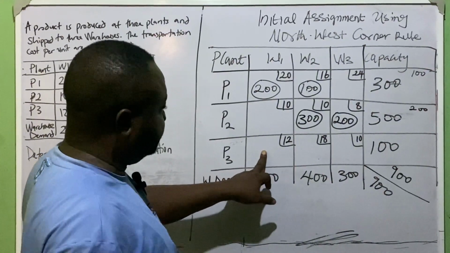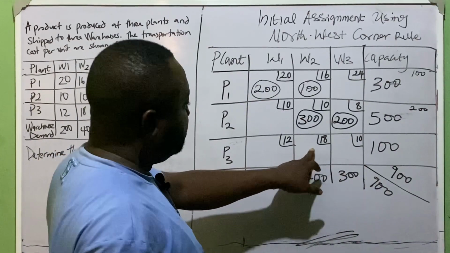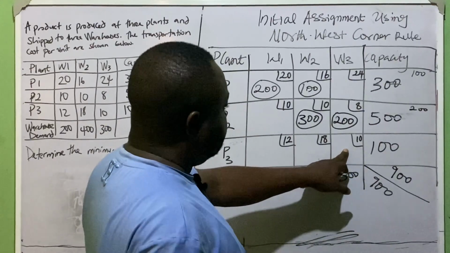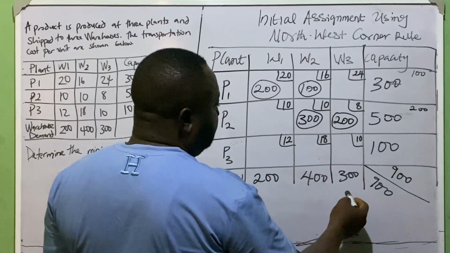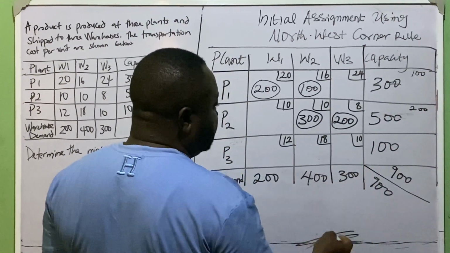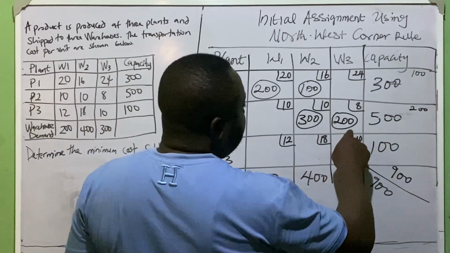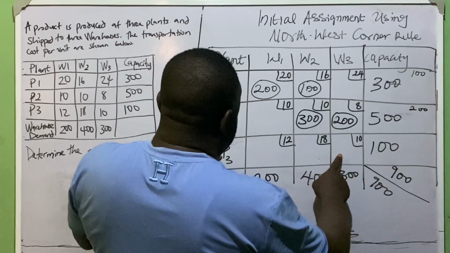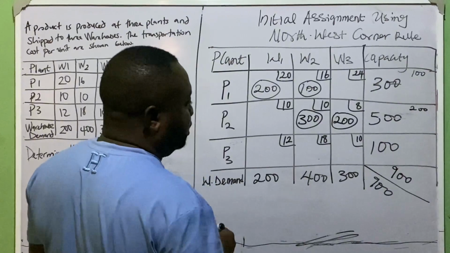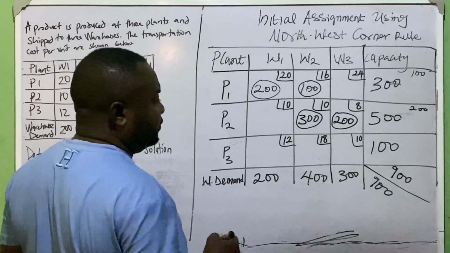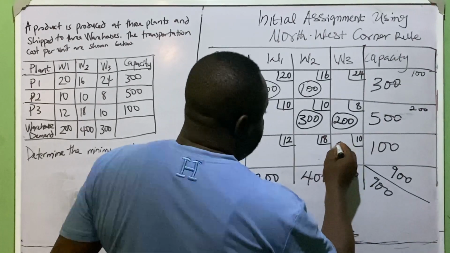We'll come back to here. Can we give anything here? The answer is no. Can we give anything here? The answer is no. Can we give anything here? Yes. Column W3, warehouse 3, is asking for 300. We have given him 200 here, so we're still owing him 100. And plant 3 has the capacity of giving that cell the 100 that it is asking for. So we'll bring in this 100 here and we'll circle it.